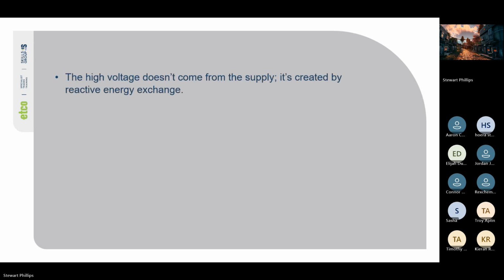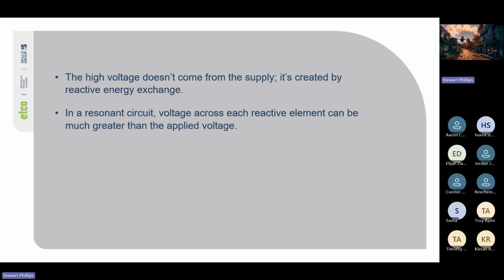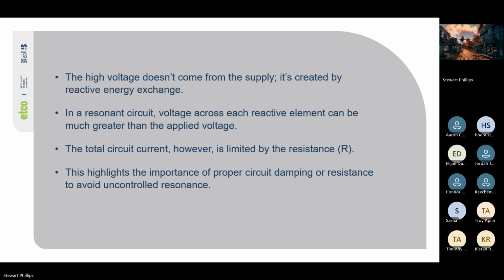Cool. So the high energy doesn't come from the supply, it's created by reactive energy exchange. In a resonance circuit, the voltage across each reactive element can be much greater than the applied voltage. Because of that back and forth of the resonance, we can all of a sudden have an increase in the applied voltage. The total circuit current, however, is limited by the resistance. So our current is limited, but our voltage is not. This highlights the importance of proper circuit damping or resistance to avoid uncontrolled resonance.